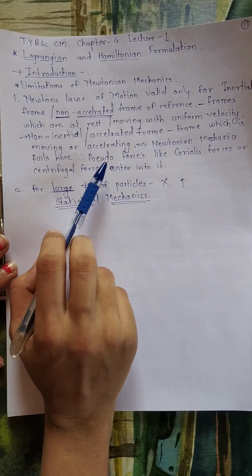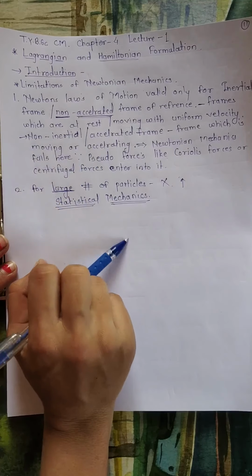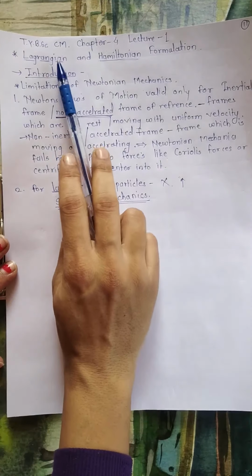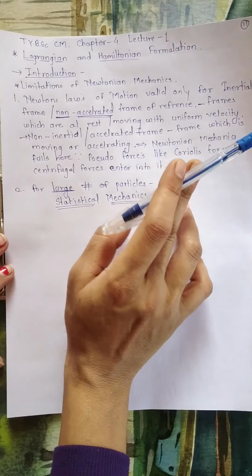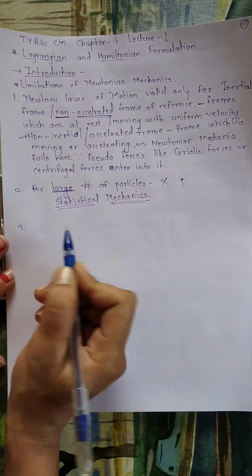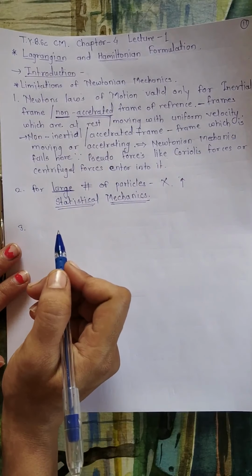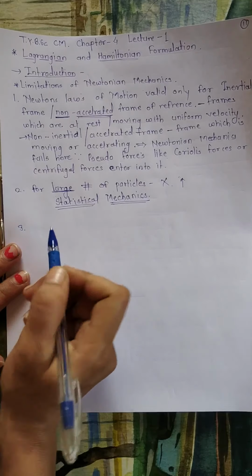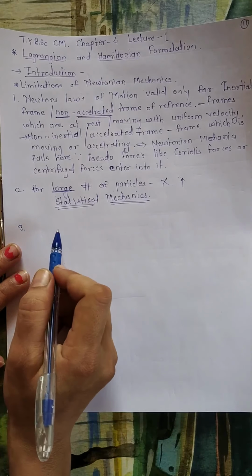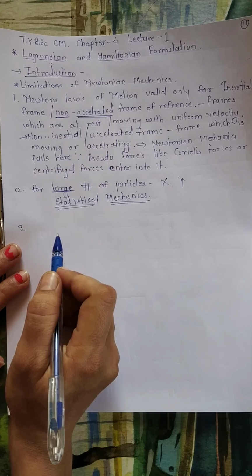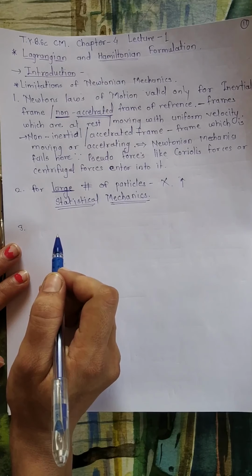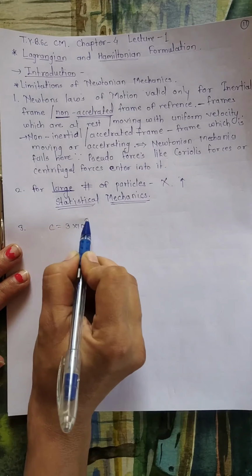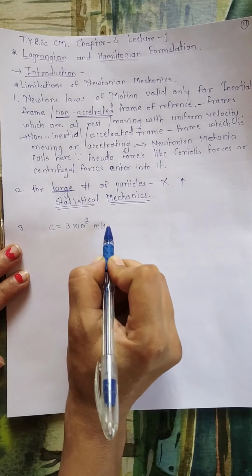And there is one more, a third limitation. Due to these three limitations, we skip Newtonian mechanics and we take the help of Lagrangian and Hamiltonian formulation. So let's see what the third limitation is. The third limitation of Newtonian mechanics is the case in which a particle is moving with the speed of light, that is c equals 3 into 10 raised to 8 meter per second.